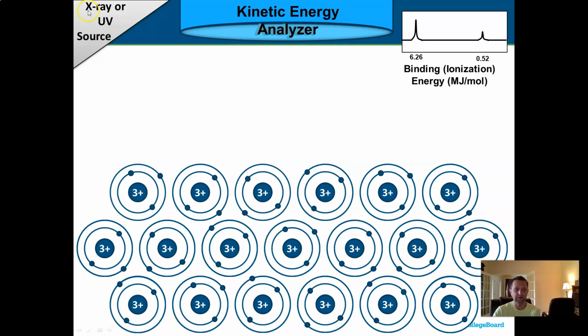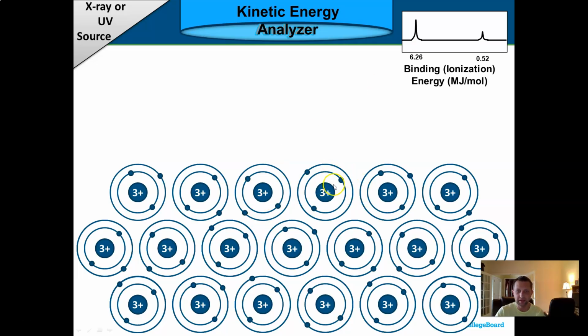And when the energy source came in and was able to remove those electrons, the electrons absorbed some energy and they were removed. They hit that kinetic energy analyzer. We ended up with 2 peaks here. So we have a peak with a binding energy, ionization energy, another way to say that, 6.26, another one with 0.52. All right, one peak is higher than the other. So it's about twice as high. So this 6.26 has to represent the electrons in the level that's closest to the nucleus.